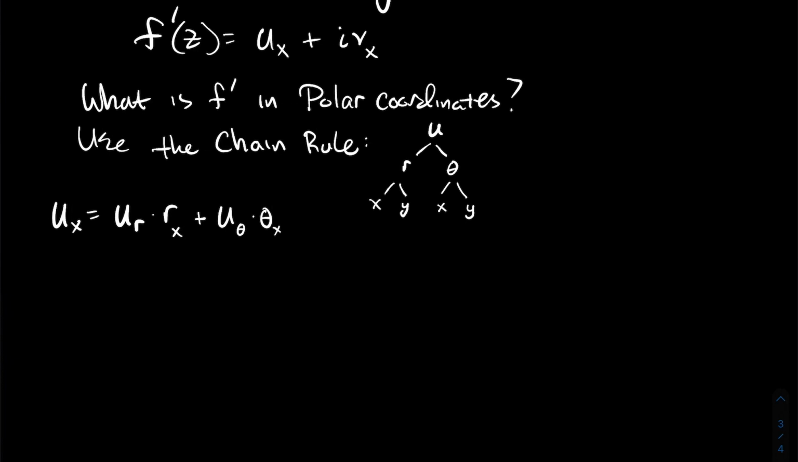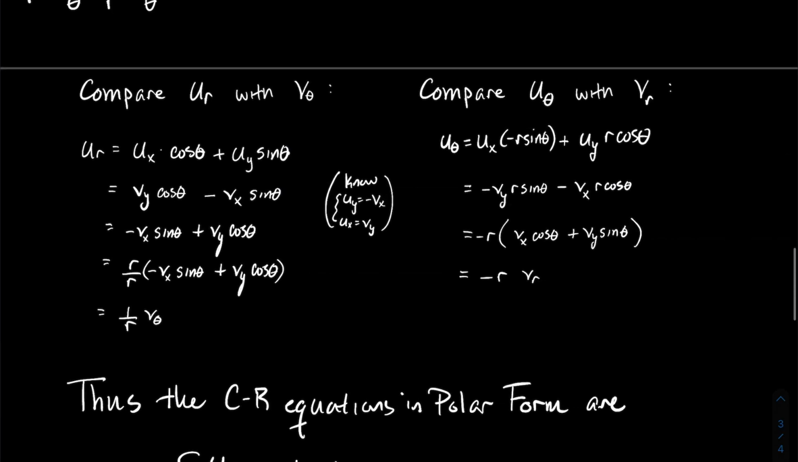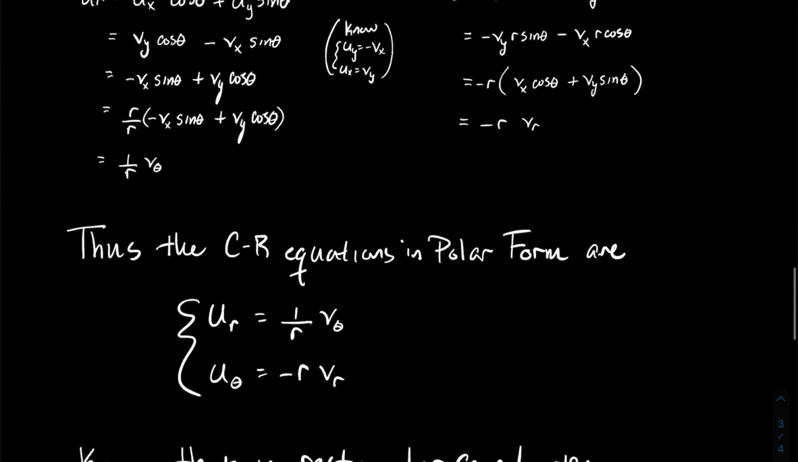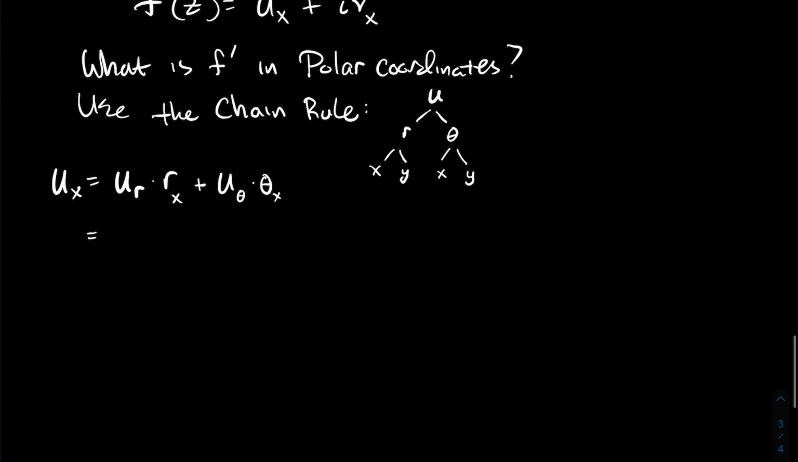If I use my tree diagram, that's the same thing as the partial u with respect to r times partial r with respect to x, plus partial u with respect to theta times partial theta with respect to x. We have formulas for r and theta. So if I scroll up, here are my formulas for r and theta, and I can take partial derivatives of those with respect to x or with respect to y. And so if I scroll back down, what does this look like?